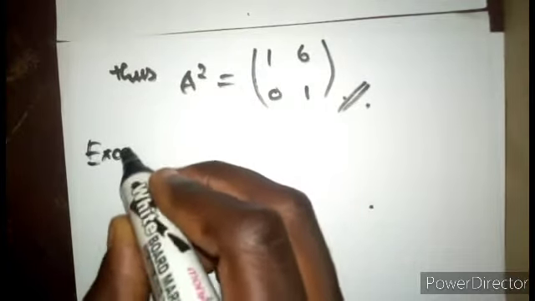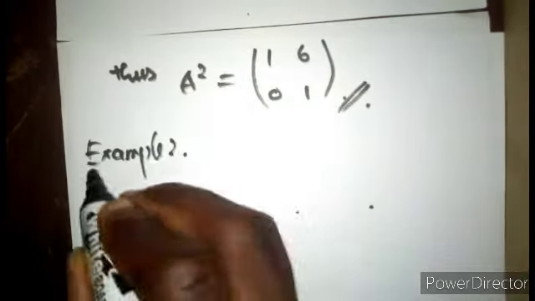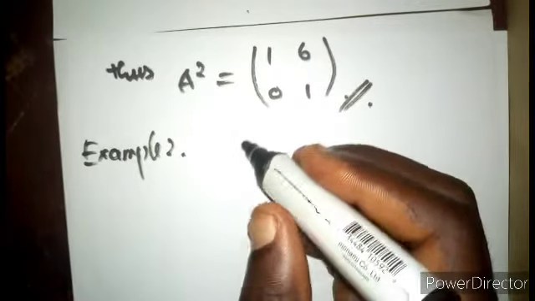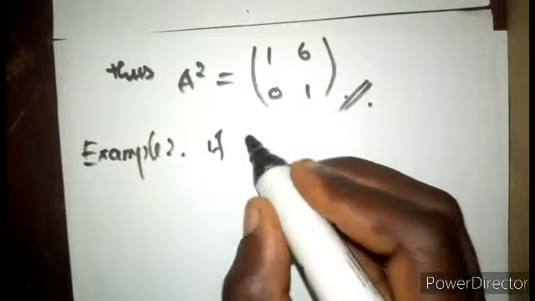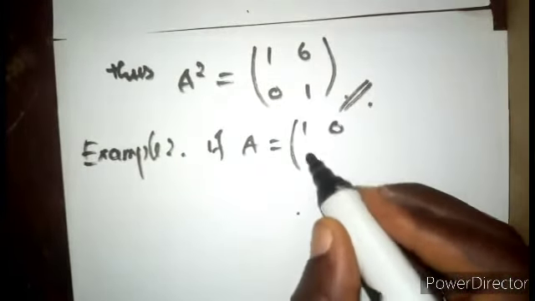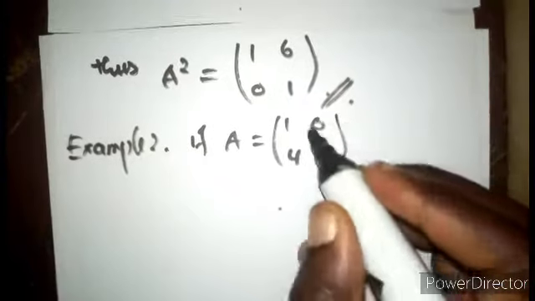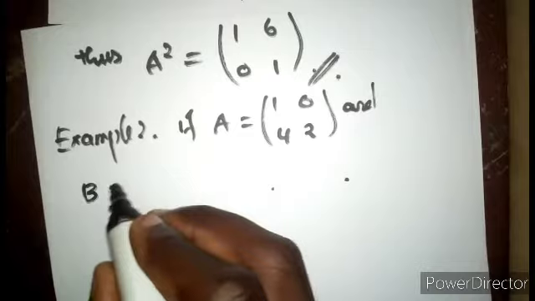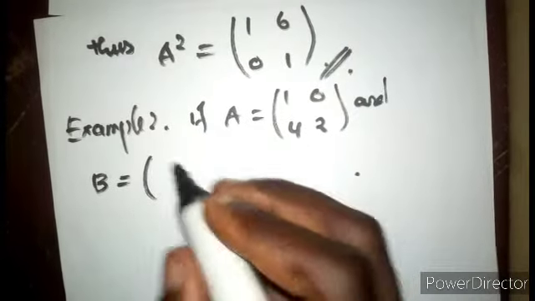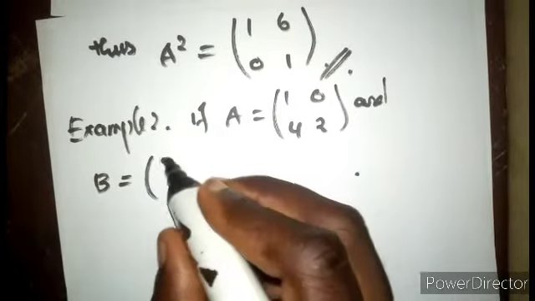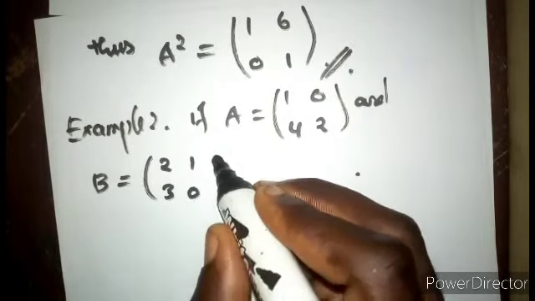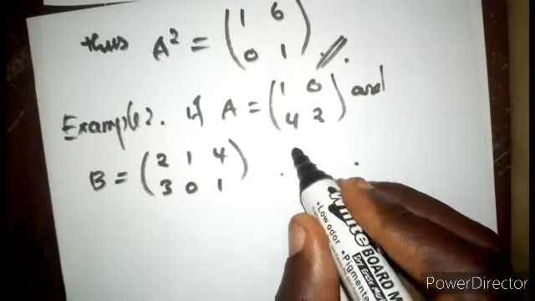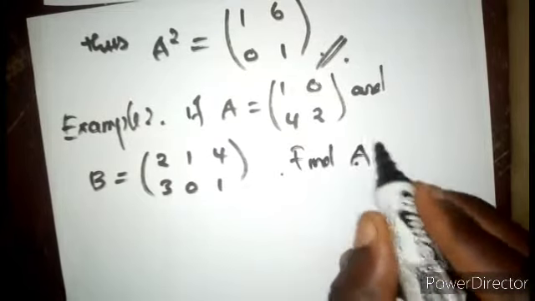Example 2. If A is [1 0; 4 2] and B is [2 3 1; 0 4 1], okay, find AB.